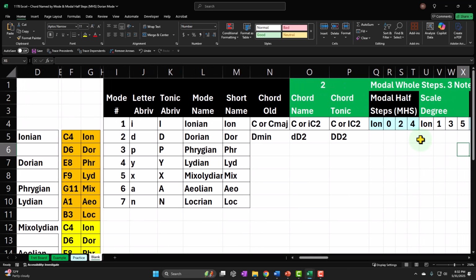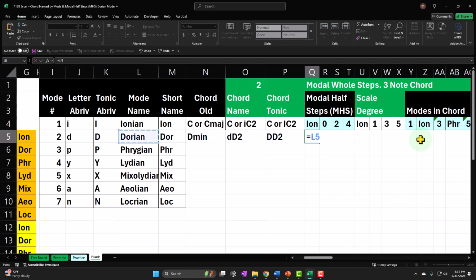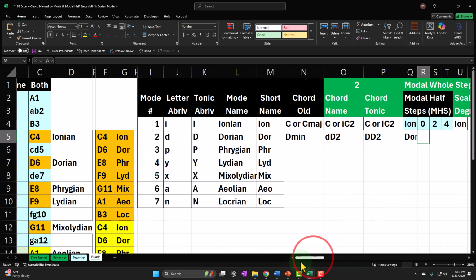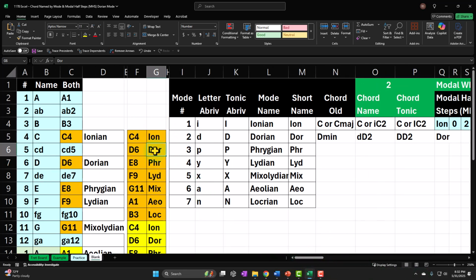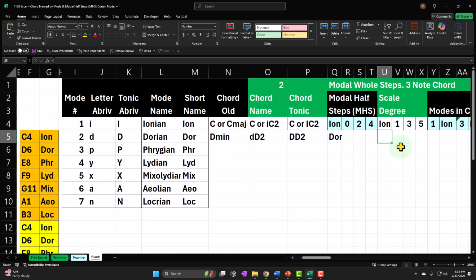All right, so let's say we do the modal half steps. So this time we're going to say it's a Dorian mode, and if we count it by modal half steps, once again we would say it's the Dorian, and we have 2 modal half steps to here, and then 4 modal half steps to here, or 2 and then another 2. So I'm going to say, all right, it's what we usually do when we build it. We're going to say it's 0, 2, 4.